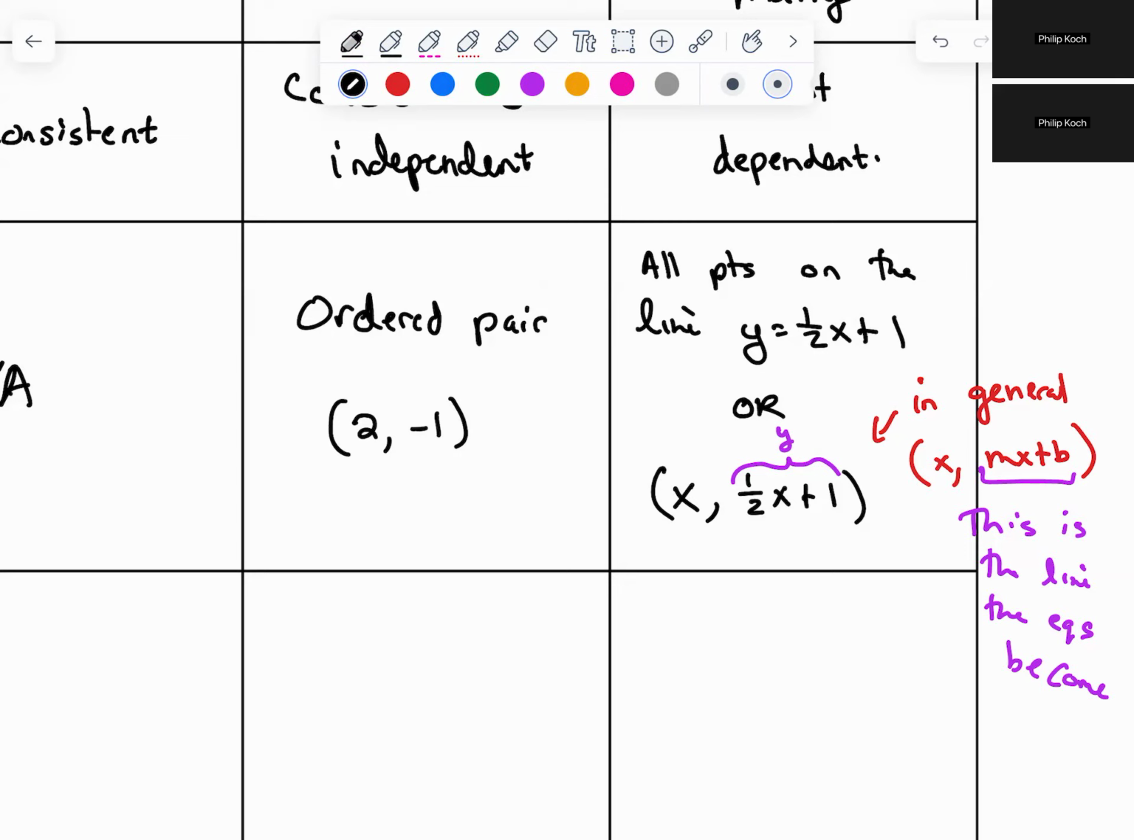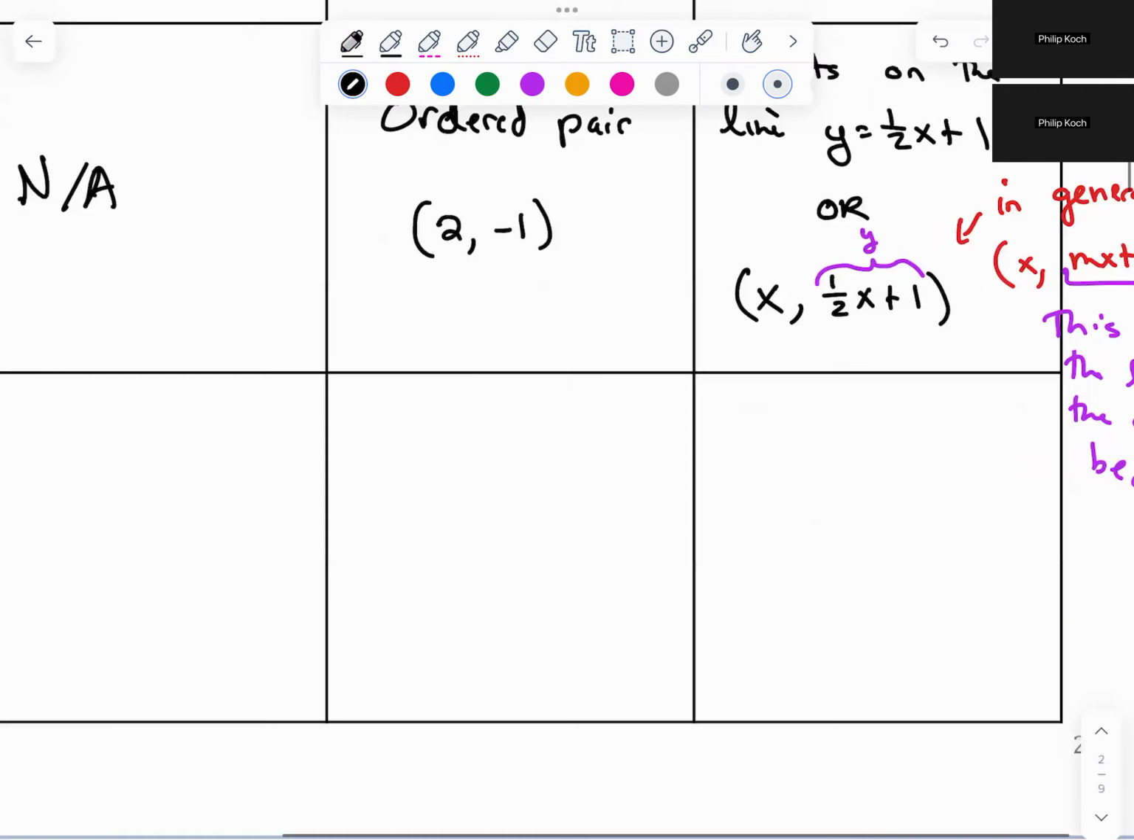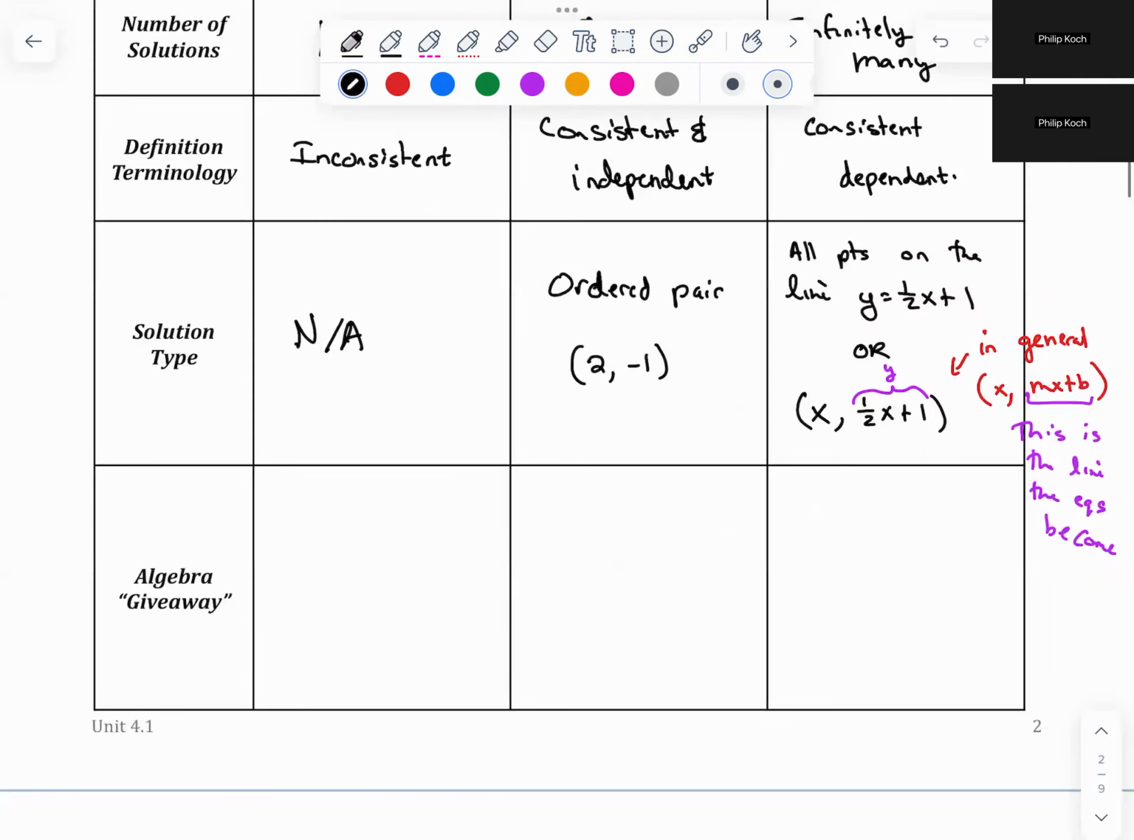Please keep this page open during your notes. I think I removed all of them, but if I didn't, just keep this page open. I don't need you to know the terminology. What I do need you to know is whether or not it has a solution, doesn't have a solution, or has infinitely many. And that's what we're going to talk about here, the algebra giveaway. Because we're going to learn how to solve these things algebraically.